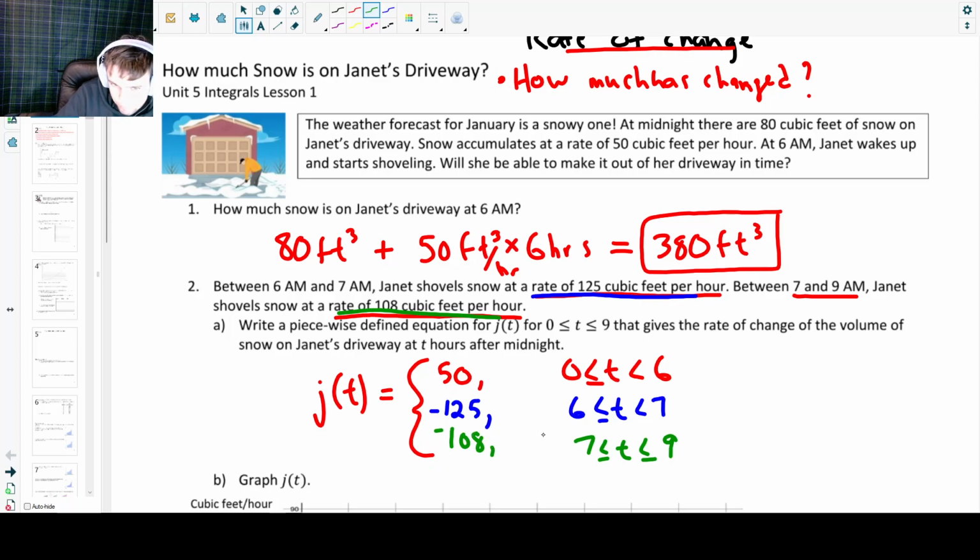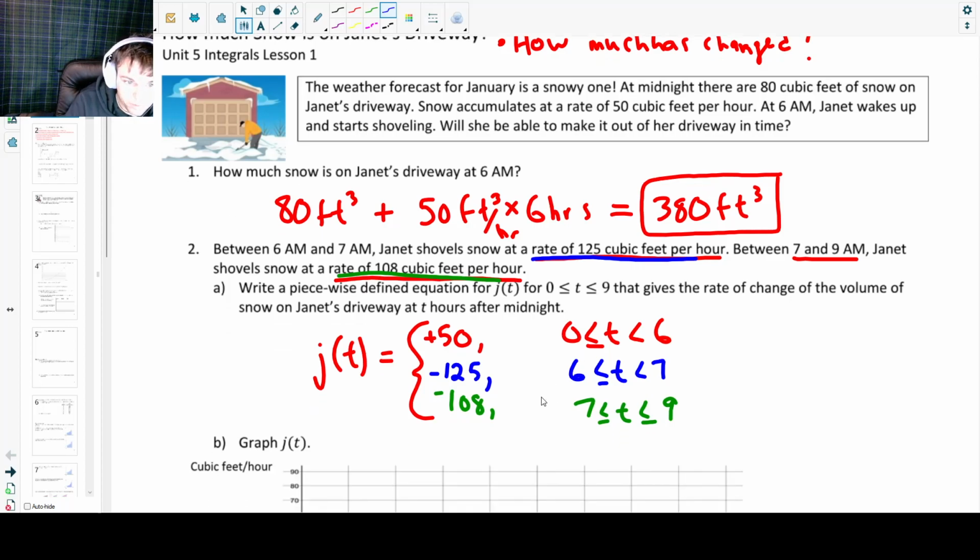So just to recap what we're doing. Between midnight and 6, so between hour 0 and 6, it is increasing at a rate of 50. Between hour 6 and 7, 6 a.m. and 7 a.m., it is decreasing at a rate of 125 because she is removing the snow. And then between 7 and 9 a.m., it is also still decreasing, but at a slower rate of 108.